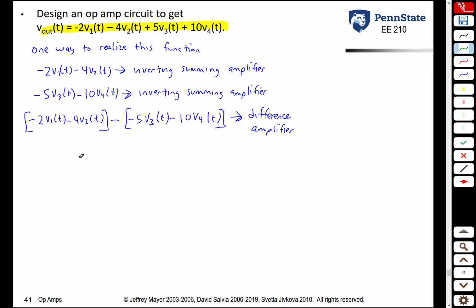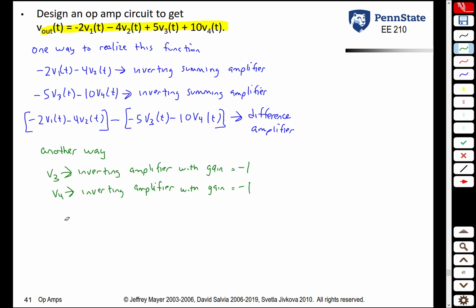This is not the only way to realize this function, however. There is another way. We know that with inverting summing amplifiers, you can add as many signals as you want, but they're all going to be inverted. So another thing we could do is we could pass both V3 and V4 into an inverting amplifier of gain -1, and then sum up all 4 signals with an inverting summing amplifier. Once you invert both V3 and V4, we sum V1, V2, -V3, and -V4 with an inverting summing amplifier.